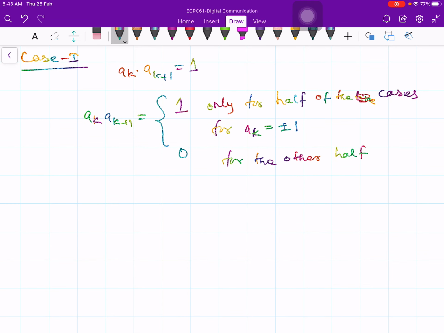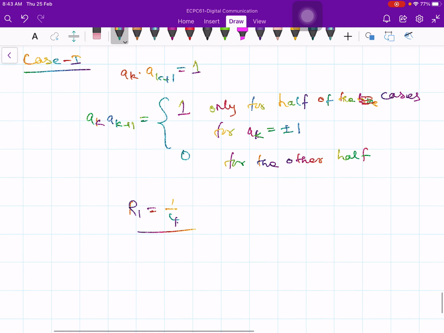Okay, so the assumption is that the successive values of binary symbols that are being emitted by the source are being emitted independently of each other. So AK is independent of AK plus 1. Therefore, in this case, if you calculate, it is going to be 1 by 4. We will see how this 1 by 4 is coming.